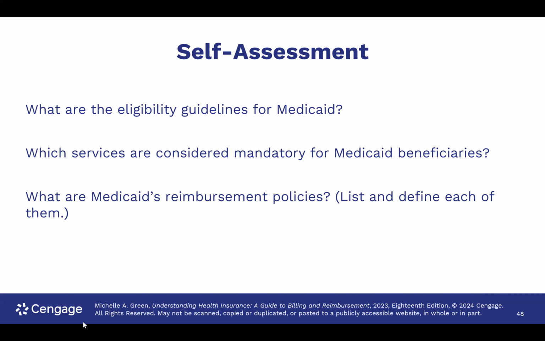So again, as you think about Medicaid, some of the more important things to make sure that you're clear on for the purposes of this class and beyond are, what are the eligibility guidelines? These vary from state to state, and with state and local governments having more financial constraints on them, there is always a back and forth push to cutting back on services and getting more services. Think about which services are considered mandatory for Medicaid beneficiaries. And then think about what are some of the reimbursement policies.